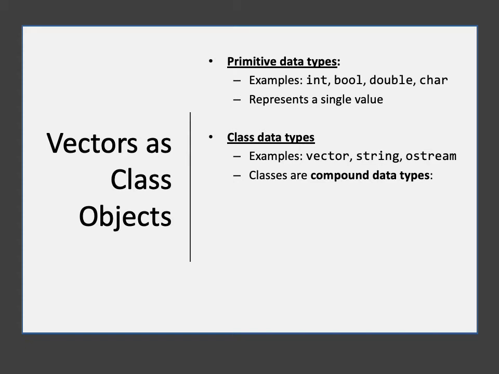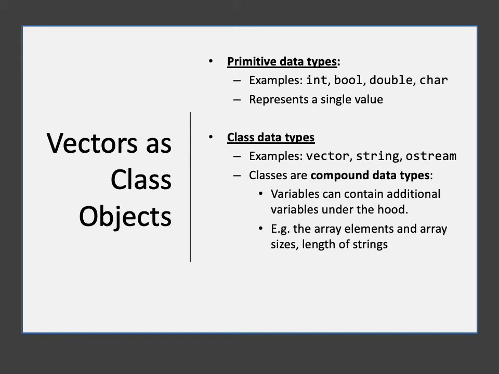So classes are what we call compound data types. They can contain additional variables under the hood, and examples are the array and length of strings. Additionally, besides being compound data types, classes allow you to define functions that act on variables of that class. So you can have a function that returns the length of a string. You can have a function that returns the length of an array. You can have a function that says, is this string all capitals or not? And so this makes class objects very, very useful. Again, this is all we'll talk about classes here. We'll talk about it in more detail at the end of the semester.